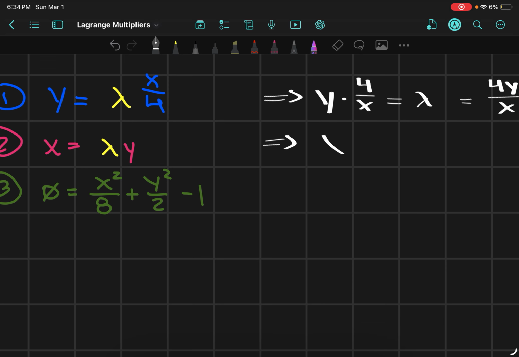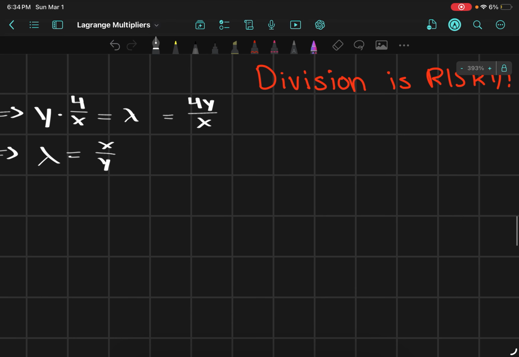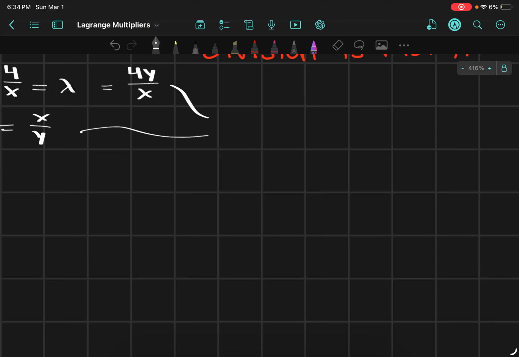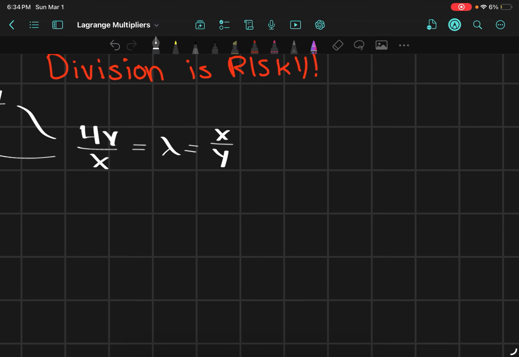We have lambda is equal to x over y, just divide that y out in our second system of equations. So we have two lambdas. Well, let's just go ahead and set them equal to each other. That's how we're going to solve our system of equations. So we have 4y over x is equal to lambda, which is also equal to x over y. These lambdas are the exact same for each system of equations. So we have 4y over x is equal to x over y.